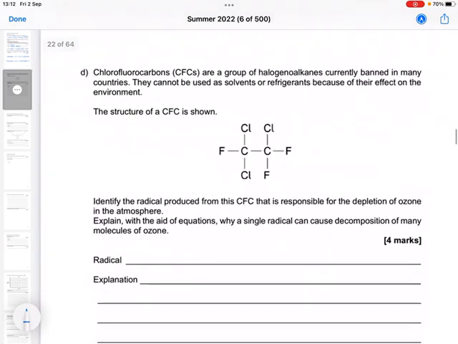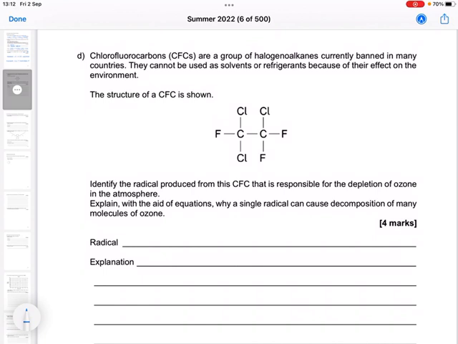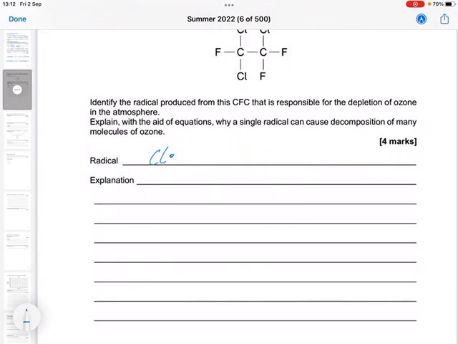D. So chlorofluorocarbons are a group of halogenoalkanes currently banned in many countries. They can't be used as solvents or refrigerants because of their effect on the environment. There's the structure of one there. Identify the radical, chlorine, that is responsible. Explain with the aid of equations why a single radical can cause the decomposition of many ozone molecules.